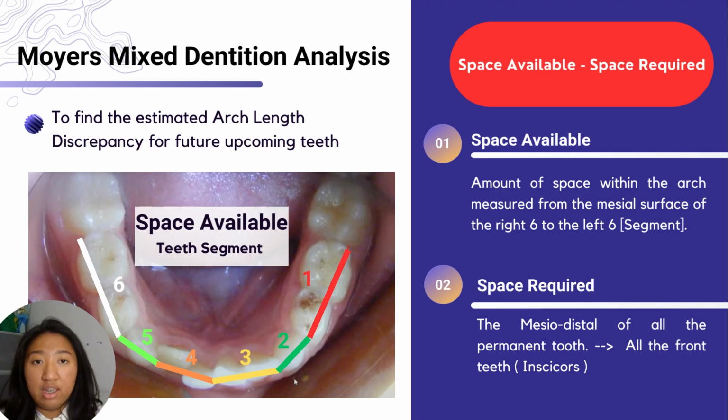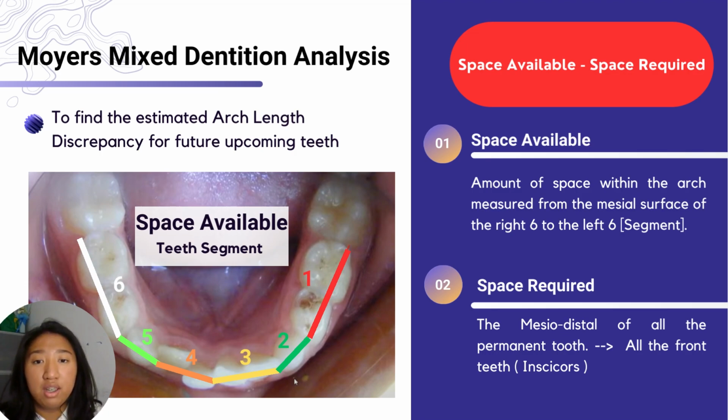So Moyer's analysis, by equation, is the amount of space available minus the space required. The key point, or the target, of Moyer's mixed dentition analysis is to find the estimated arch length discrepancy for future upcoming teeth. Space available is the amount of space within the arch measured from the mesial surface of the right to the sixth segment. In the figure, you can see the space available segments.